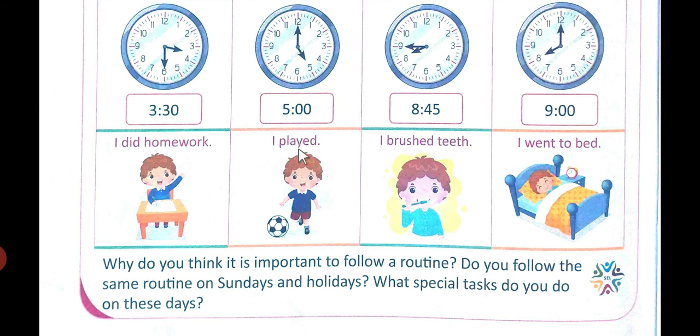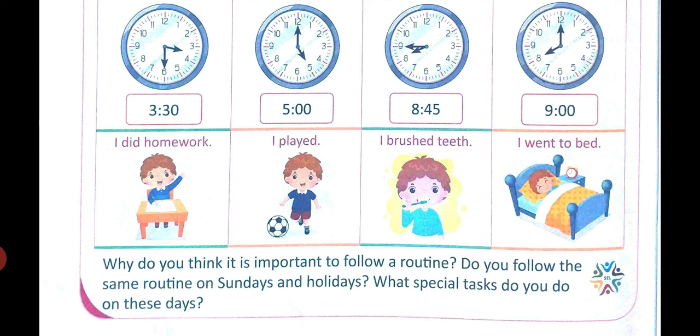I hope you have understood. So please tell me, why do you think it is important to follow a routine? Do you follow some routine on Sundays and holidays? Do you wake up very early?